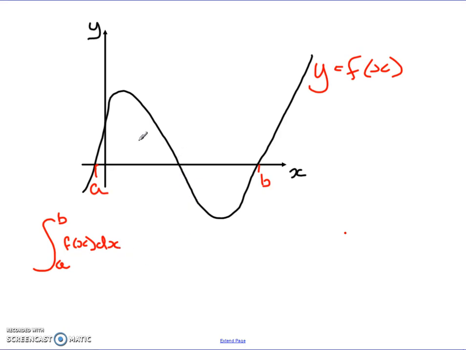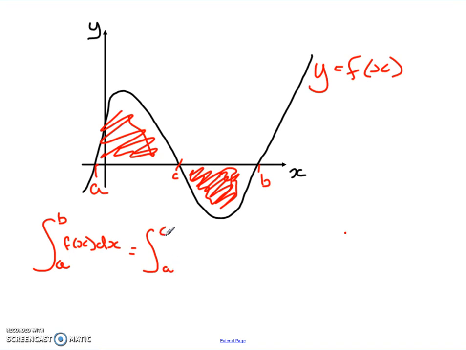Well, I've got to remember, this will give me positive, which is great, but this part here will give me negative. So what I have to do is find the roots, i.e. the places where it cuts the x-axis, and use them to my advantage. So if I name this root here in the middle c, I would need to do the integral of this first part and the integral of this second part and then combine them. So to get the integral from a to b, I'd have to do the integral from a to c, so the part above the axis, f of x dx. I would then have to take away the integral from c to b of f of x dx.